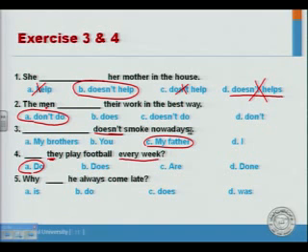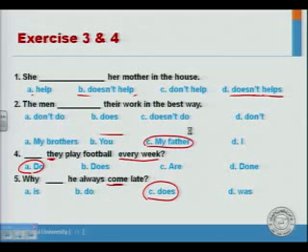Number 5: "Why he always come late?" You can't say "why is he always come," because "he are come" is wrong. So the only answer is "Why does he always come late?" Let's move on.